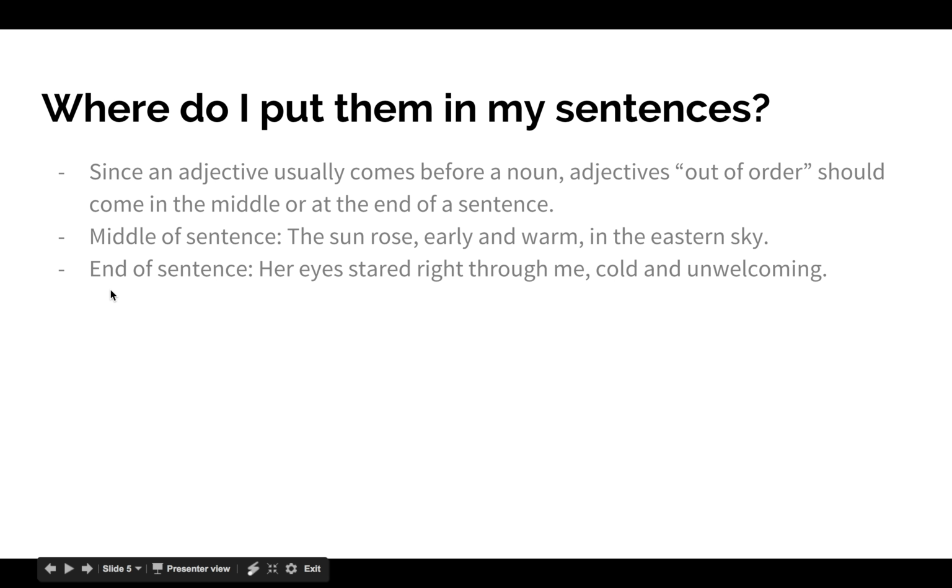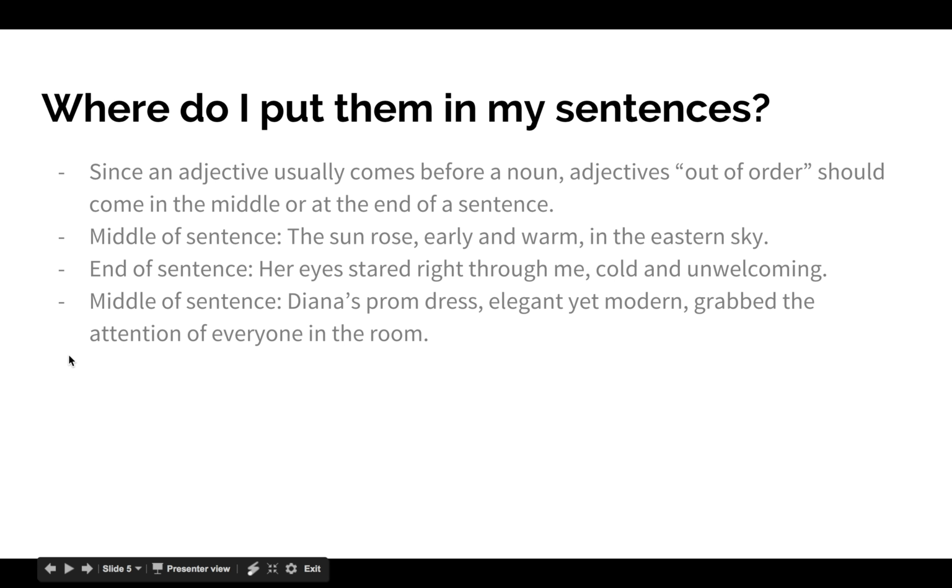Here's an example for using it at the end of a sentence. Her eyes stared right through me, cold and unwelcoming. So we still understand how her eyes were, cold and unwelcoming, or how her stare was, cold and unwelcoming. But instead of putting it right in the beginning of the sentence or right before the noun, we move it over here to the end just to give it some isolation so that we understand the adjectives much better.